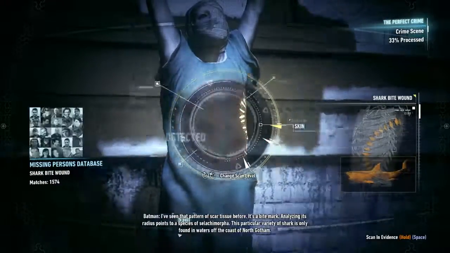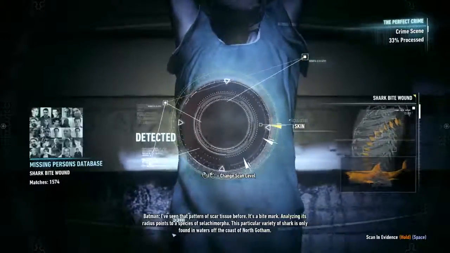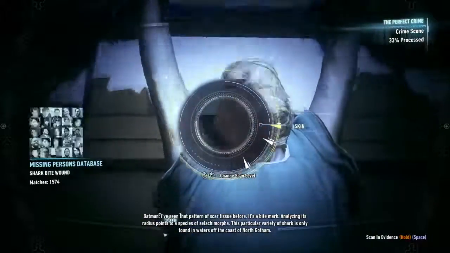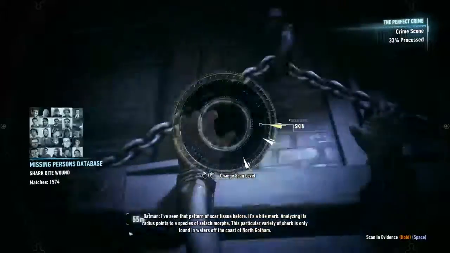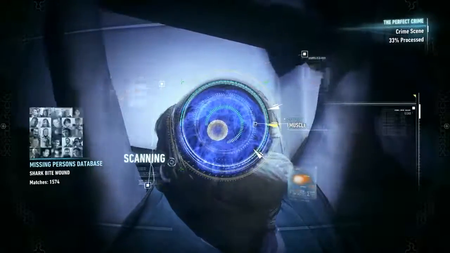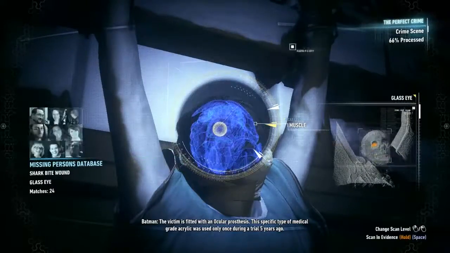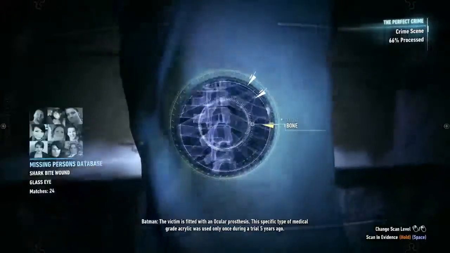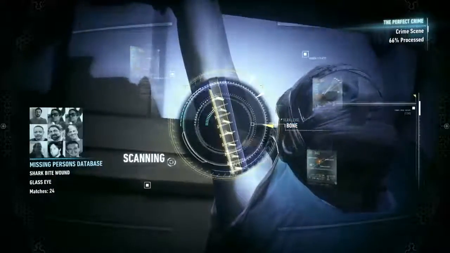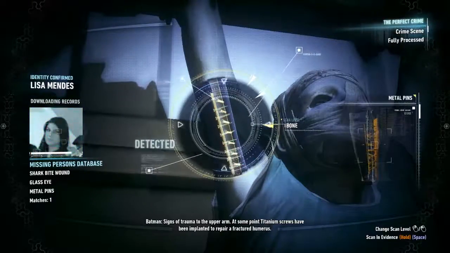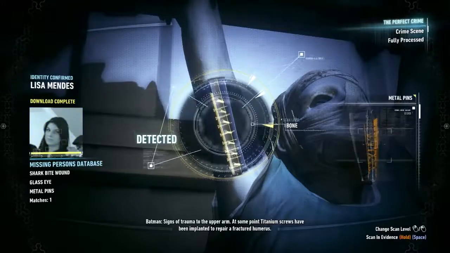I've seen that pattern of scar tissue before. It's a bite mark. Analyzing its radius points to a species of Selachomorpha. This particular variety of shark is only found in the waters off the coast of North Gotham. The victim is fitted with an ocular prosthesis. This specific type of medical-grade acrylic was used only once during a trial 5 years ago. Signs of trauma to the upper arm. At some point, titanium screws had been implanted to repair a fractured humerus.